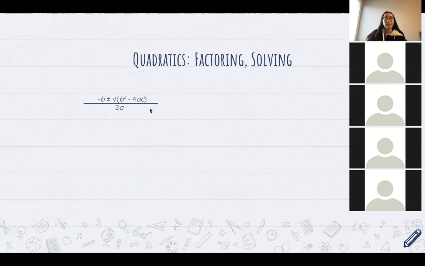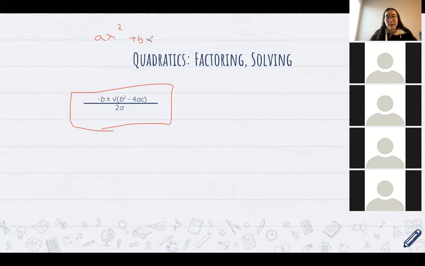So the quadratic equation is just this really complicated formula you see here, but you can use it to factor any quadratic. So you take a quadratic in standard form, which is, I'll write it again, ax squared plus bx plus c. And then you can use the quadratic equation to factor it down into smaller parts that multiply together.